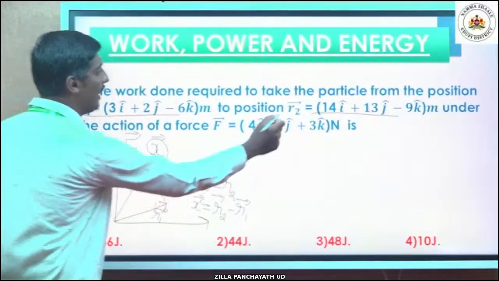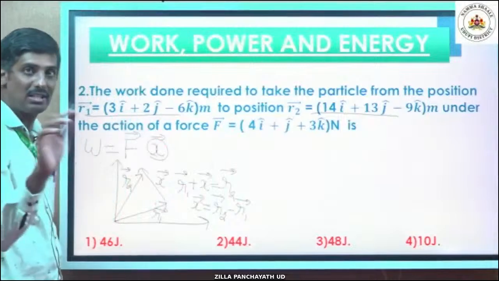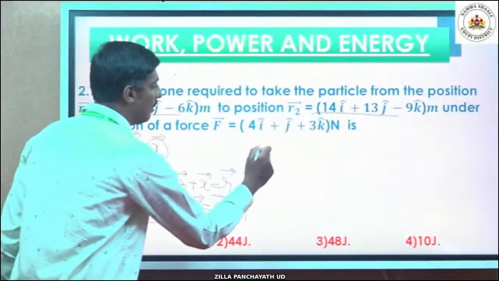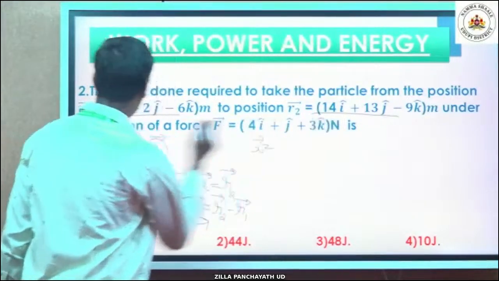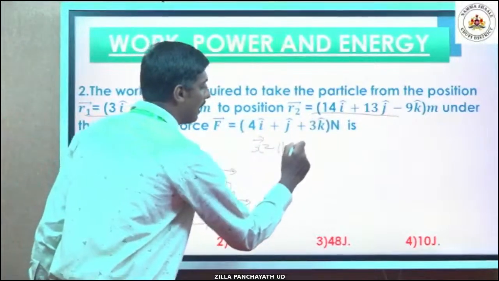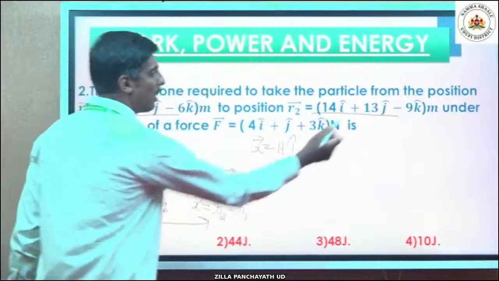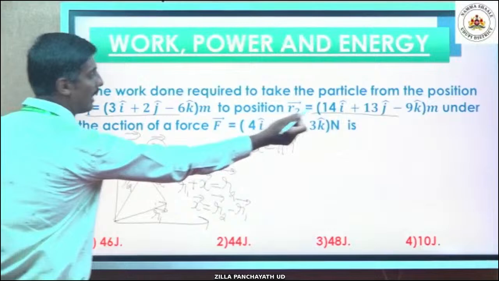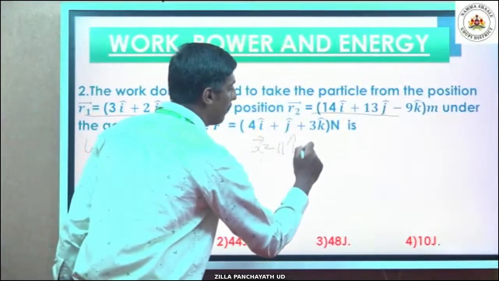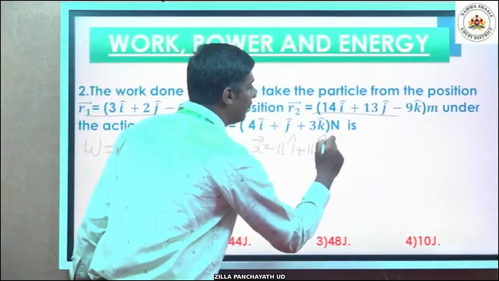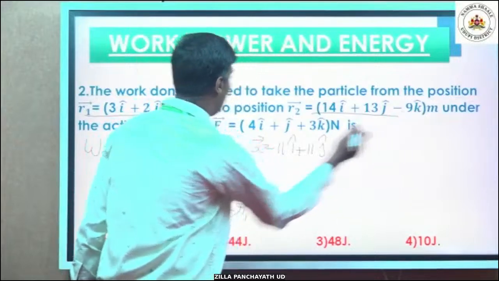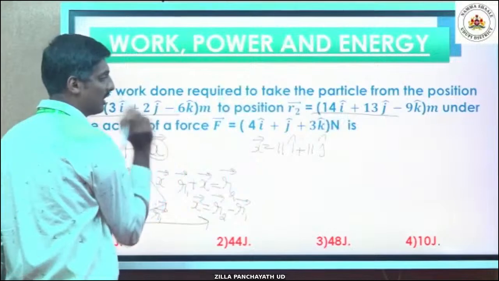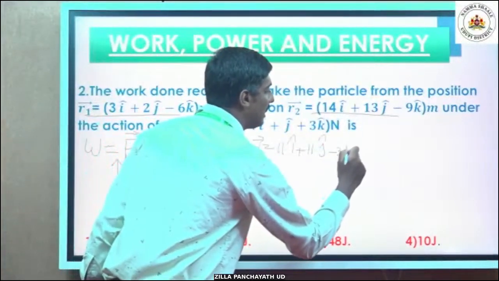So now we have R2 given here, and there is an R1. I just subtract here directly, students. R2 is 14 I cap minus 3 I cap. Now let's see what X is: X is equal to 14 I cap minus 3 I cap, which is nothing but 11 I cap. Next, 13 J cap minus 2 J cap. Minus, because you have minus here. 13 J cap minus 2 J cap, that will be plus 11 J cap. Next, minus 9 K cap, minus of minus becomes plus. Clear? So minus 9 plus 6, that becomes minus 3 K cap.